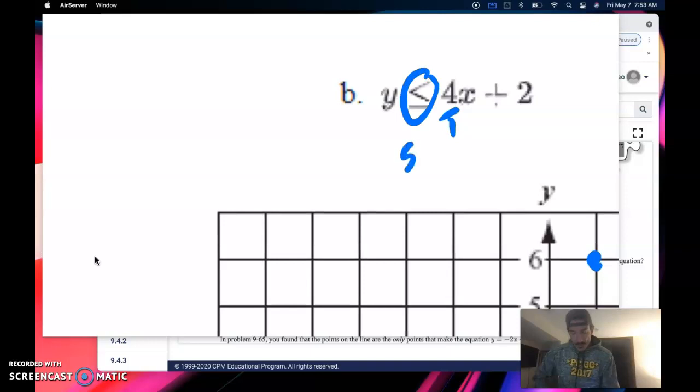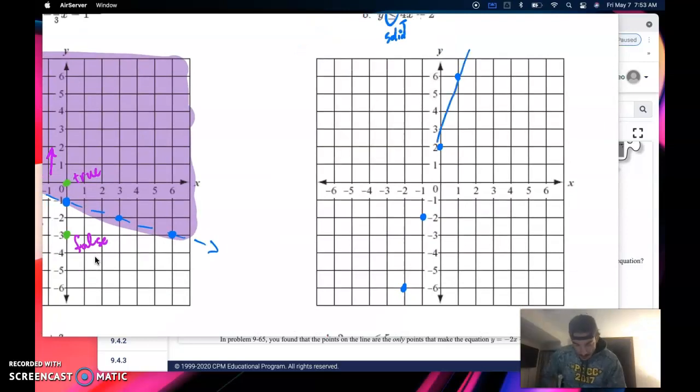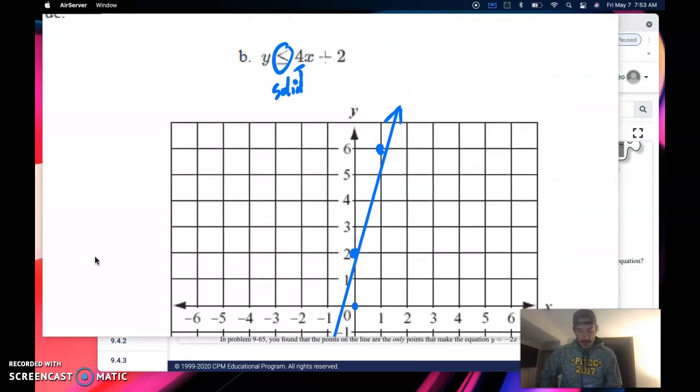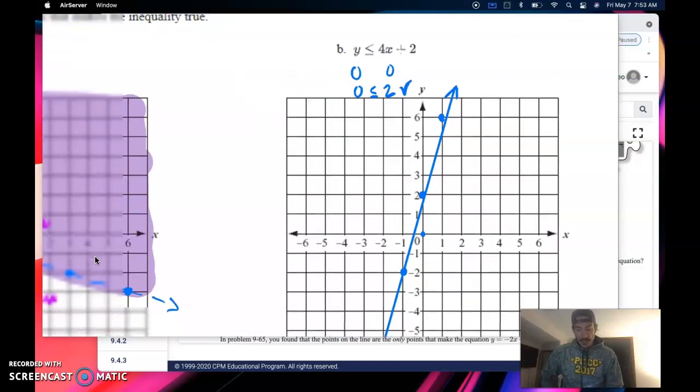This right here says solid line. So I know I'm going to be making that line nice and solid, not dashed. And I'll try quickly to draw that. All right. And now we just got to test. And I really like testing 0, 0 because 0 really makes my math nice and easy. Now watch how I'm going to do this here. I'm going to plug in 0, 0. I'm going to put in a 0 for here and a 0 for there. And it's going to be 0 is less than or equal to 4 times 0 is 0, and 0 plus 2 is 2. Hey, cha-ching, that is true.